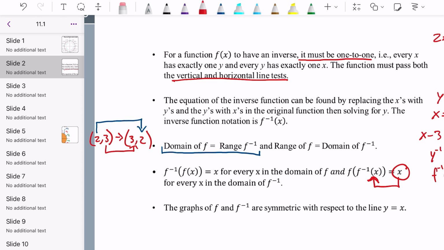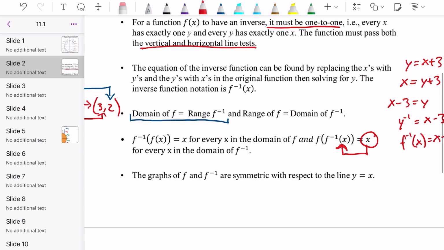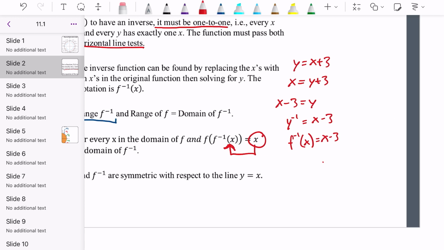Last part would be that graphs of f and f inverse are symmetric with respect to the line y is equal to x. If we take a look at a graph, ultimately, we are talking about that right there being our y is equal to x.